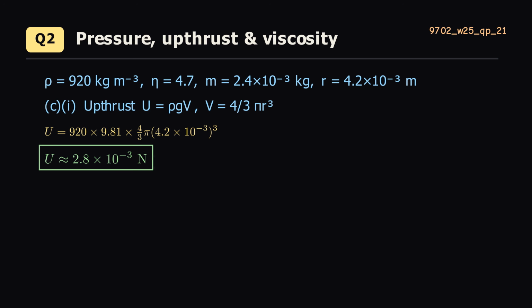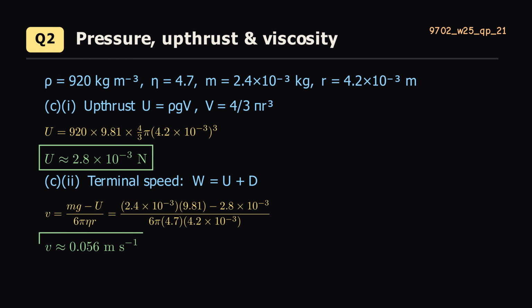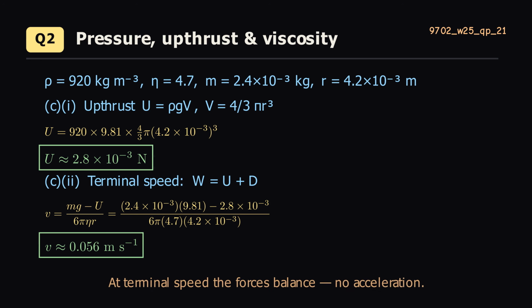Upthrust U equals rho gV, with V equal to 4/3 pi r cubed. About 2.8 times 10 to the minus 3 newtons. Part C. Part 2. At terminal speed, weight equals upthrust plus drag. Speed is about 0.056 meters per second. At terminal speed the forces balance, so there is no acceleration.